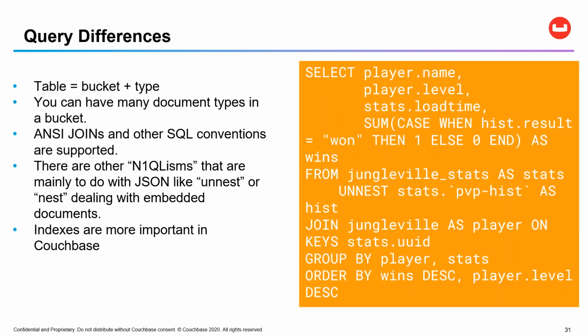And remember that a relational table translates to a document type in a bucket, and any bucket can store documents of many types. ANSI joins and other SQL conventions are supported, but there are also constructs in N1QL that are mainly about working with the extra richness of detail that a JSON document can store above a relational data row. You'll see things in N1QL such as unnest or nest. This is for working with extended information within documents such as arrays and child objects.